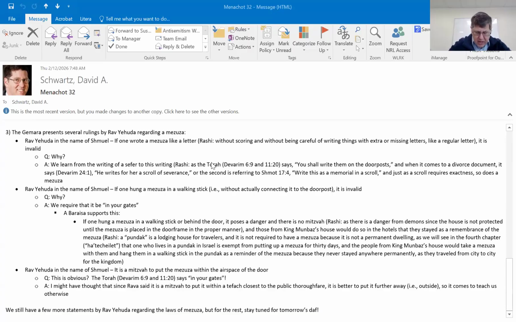Then we say, "Shel beit Munbaz hamelech hayu osim befun kodosehen kain zeicher lemezuzah." The people of King Munbaz's house would have their walking sticks hold a mezuzah, and they would use that and put it wherever they would stay. As Rashi says, "hayu osim befun kodosehen kain pundak."